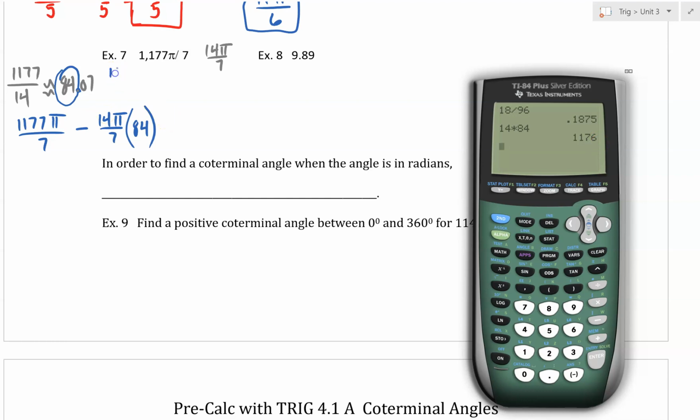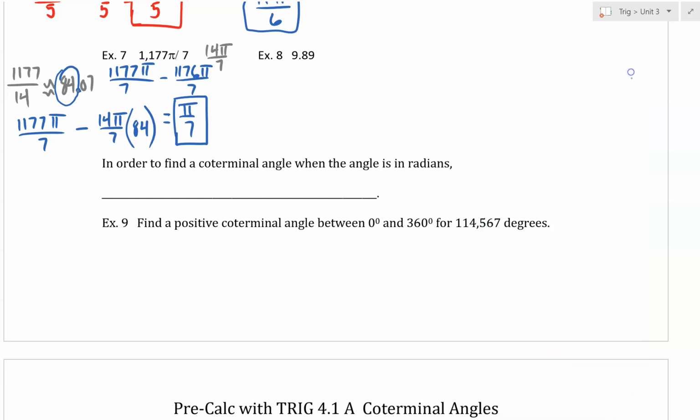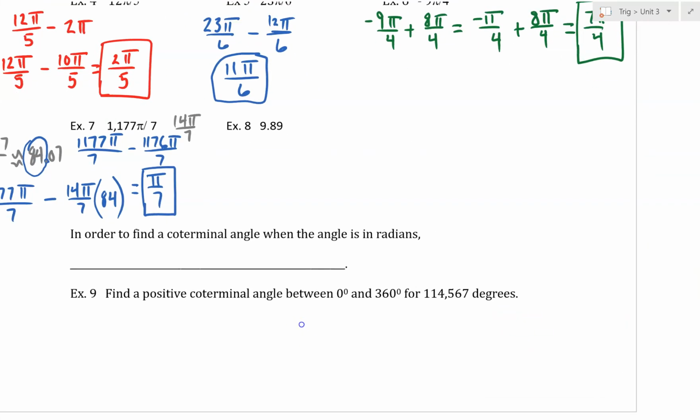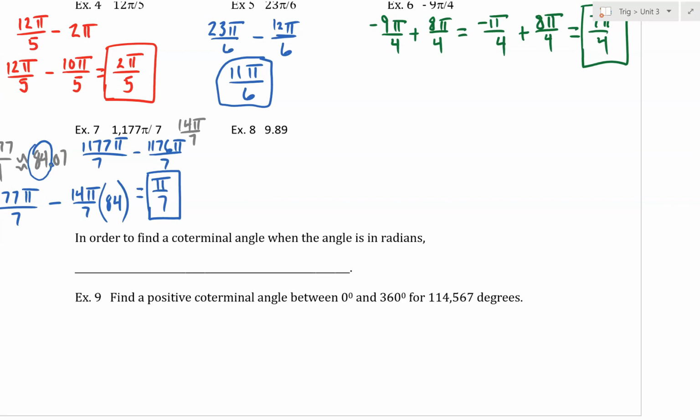So I'm going to write it out here. 1177 pi over 7, and that should be 2 7s, sorry. 1177 pi over 7. I'm going to subtract 1176 pi over 7, and that's going to leave me with an answer of pi over 7. That would be the coterminal angle that is within 1 revolution, and that's how you find it. So that's one of those things you're kind of just going to have to work on a little bit. These fractional ones are a little tougher, might take a little longer.